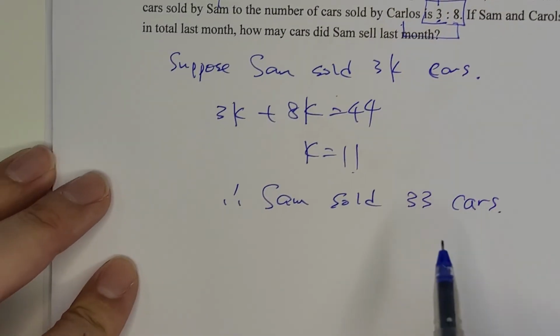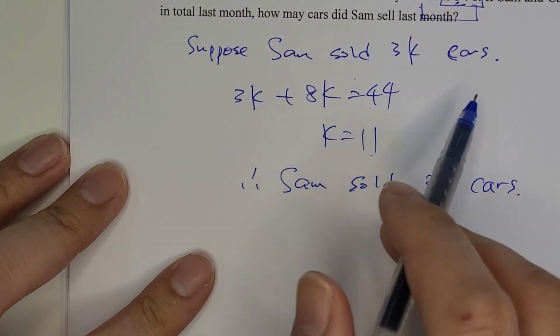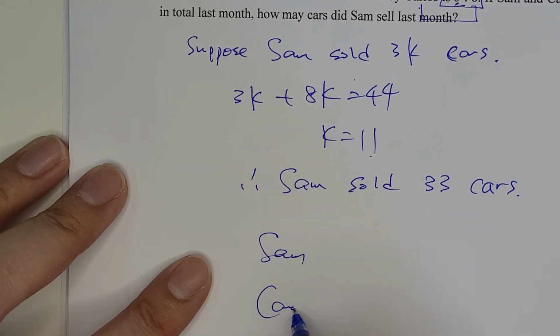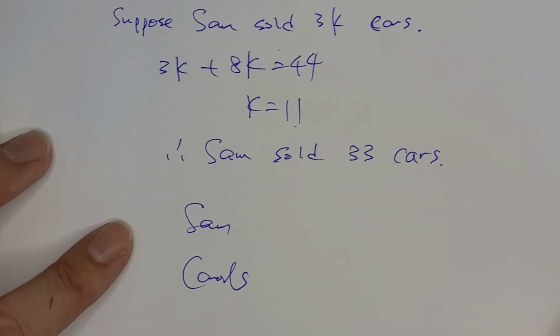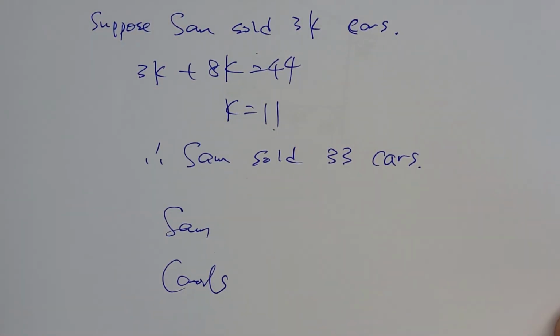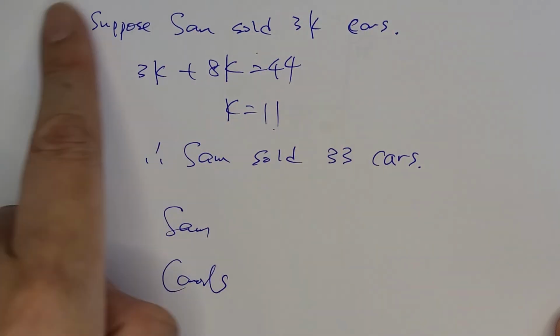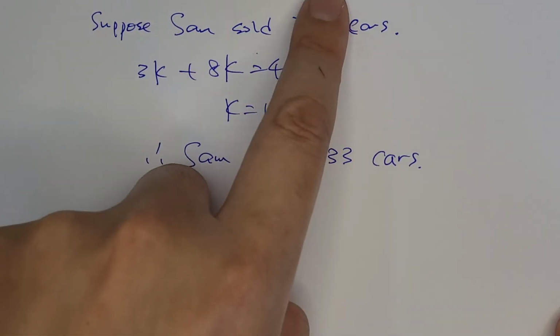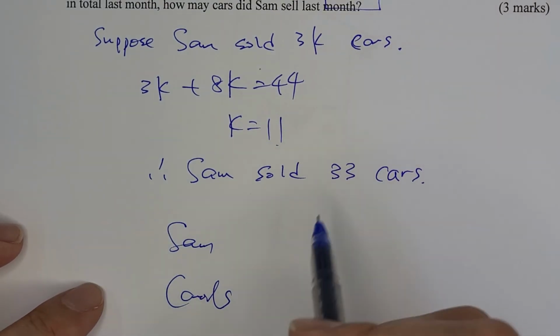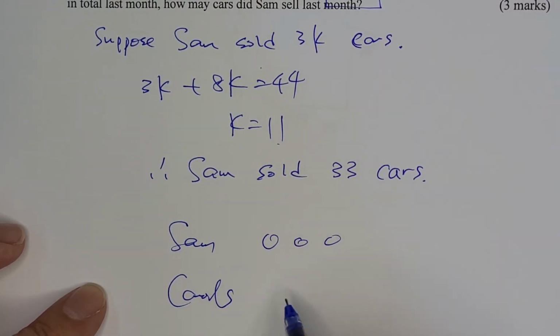Then what does that mean by K method? Some of you may forget. Let me explain. Sam, Carol. We don't know how many cars Sam sold at the beginning, right? But we just know the ratio. Sam to Carol, 3 to 8. Let's simply say, not grammatically correct, but I'll just say it: Sam 3 parts, Carol 8 parts.